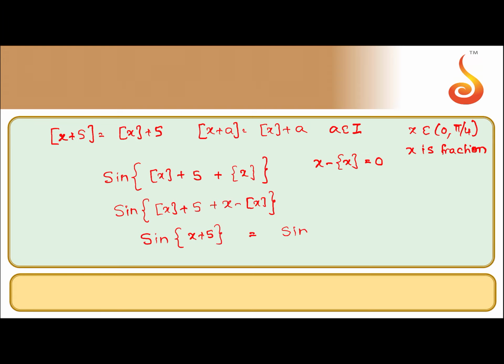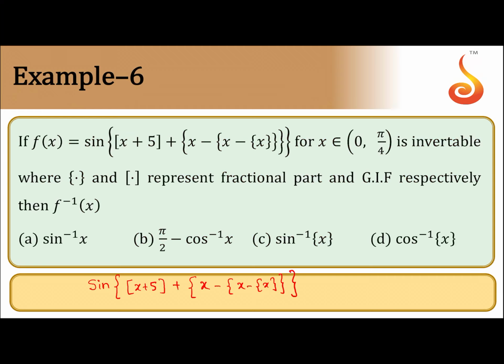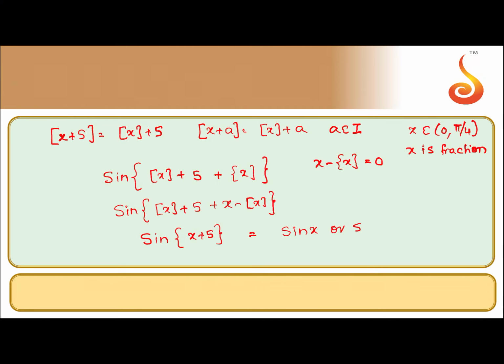Obviously, fractional part of x plus 5 is nothing but sine x, or sine of fractional part of x. If we want to find the f of x inverse, this is finally we got f of x. What will be the inverse? F inverse x is equal to sine inverse x. This can also be written as pi by 2 minus cos inverse x. This can also be written as sine of fractional part of x. All the three options are possible.